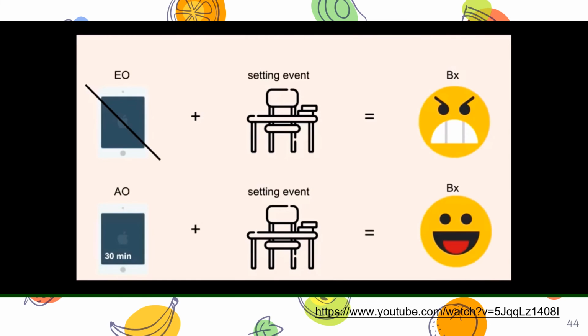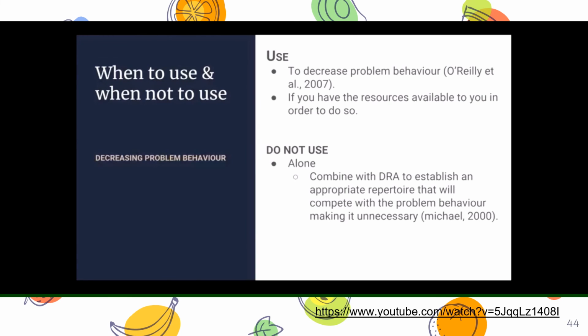This intervention strategy alters the establishing operation by providing free access to the maintaining reinforcers up until the point of satiation, thereby creating an abolishing operation which can lead to a decrease in problem behavior. You can use the strategy of altering motivating operations to decrease behavior if the behavior interferes with their daily living and if you have the resources to do so. Do not use the strategy alone. Always use it in conjunction with another procedure, such as a DRA, which will establish an appropriate alternative to compete with the problem behavior.